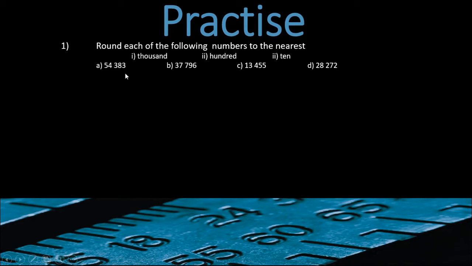For A, I want you to round this number to the nearest 1,000. Then I want you to round this number to the nearest 100. Then I want you to round this number to the nearest 10. Same thing for B, and for C and D. For question 2, I want you to demonstrate all of the above answers on number lines. So you're going to need 3 number lines for each of these. That'll be 12 number lines, 10 centimeters long, 20 if you prefer.